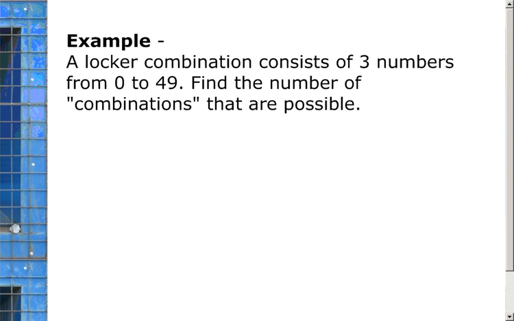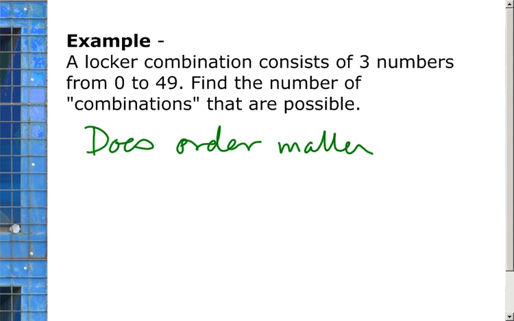And you have to be very careful because, in an example like this, a locker combination consists of three numbers from 0 to 49. Find the number of combinations that are possible. Now, it says combinations, but is this really a combination? You have to ask yourself, does order matter? When you've got three numbers in your locker combination, can you put them in any order? No. So these really should be called locker permutations.